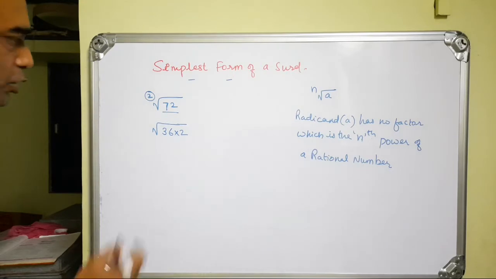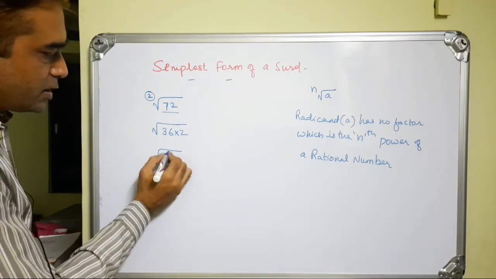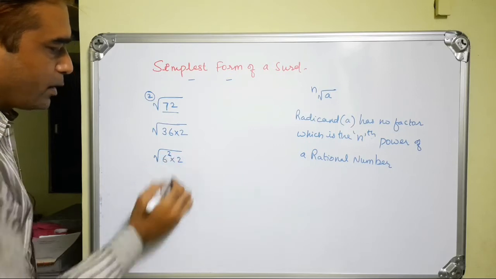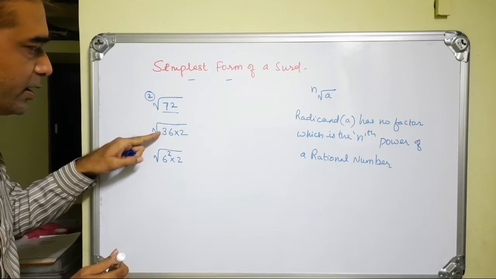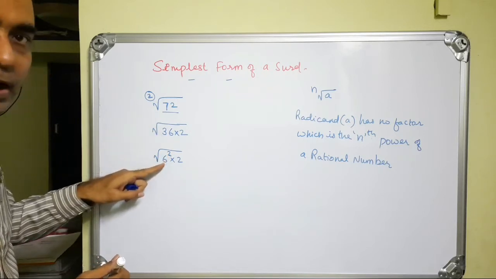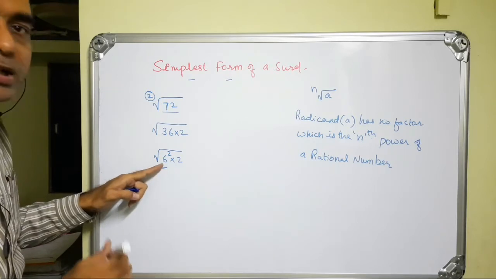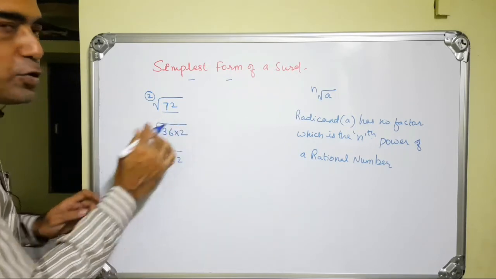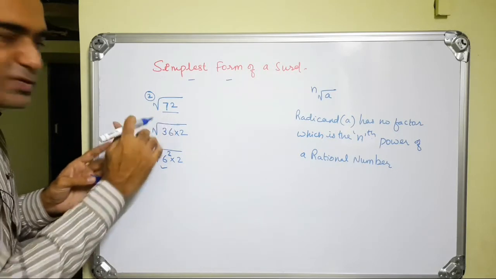Now 36 is the square of 6. 6 square into 2. So what I asked, does 72 have any factor which is the square of any rational number? Yes. This 36 is the square of 6. Therefore 72 is not in the simplest form. Then how to write this number in the simplest form?